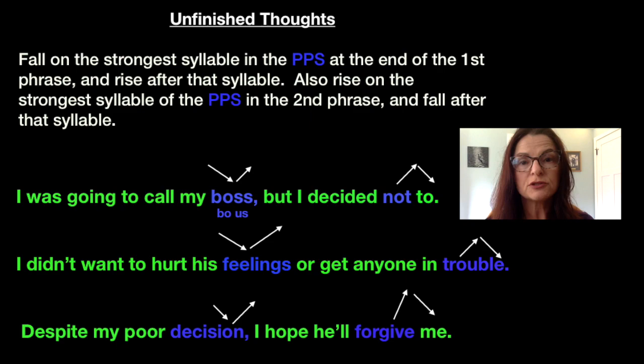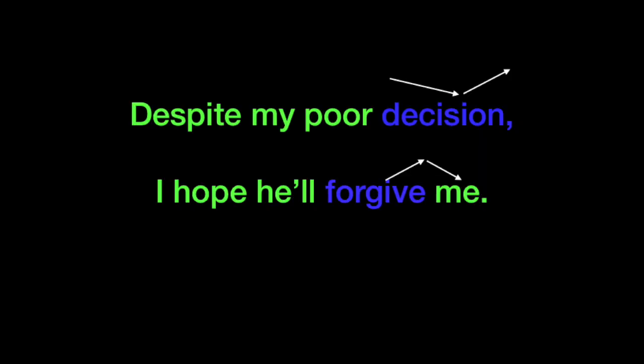Despite my poor decision, I hope he'll forgive me. I want to go down on the second syllable in "decision" so that I can go up on the last syllable. Decision, I hope he'll forgive me. I'm going to go up on the "give" in "forgive" and then down on "me," because in the word "forgive," we do stress the second syllable since it's a verb. Despite my poor decision, I hope he'll forgive me.